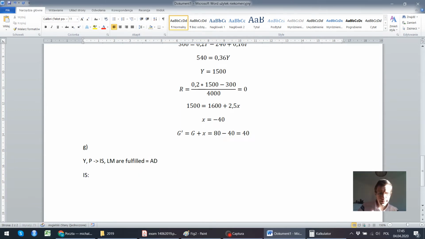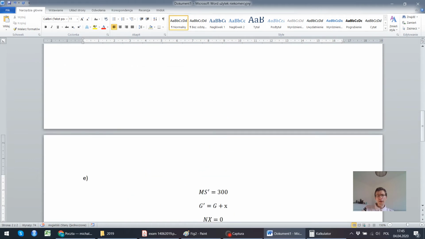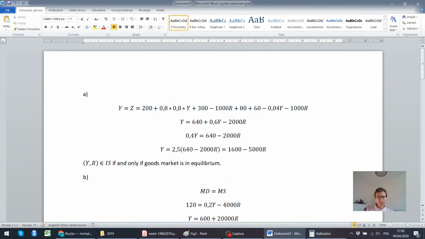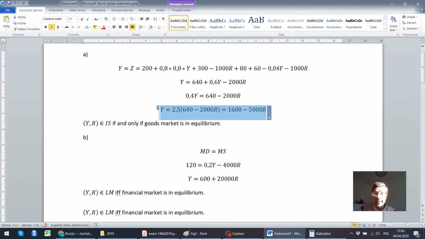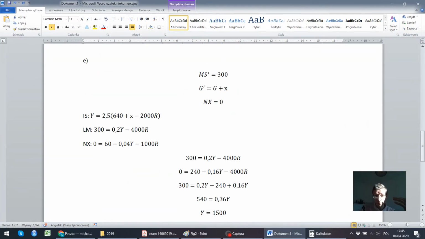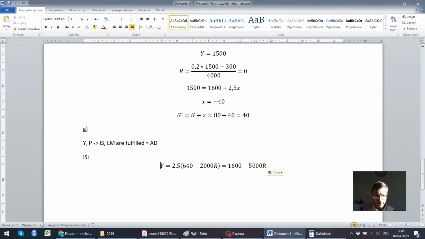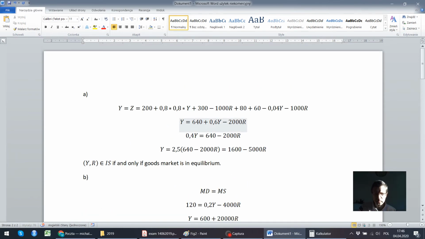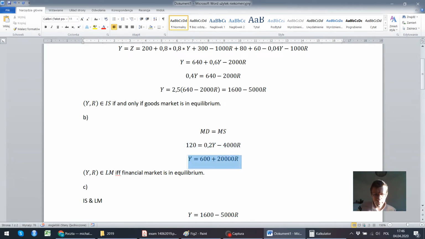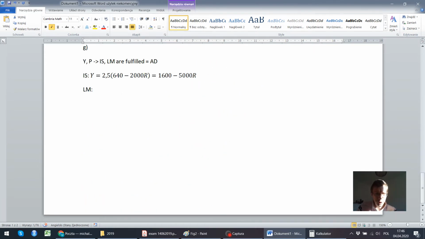So from the IS, we know that output is equal to this in the initial state of the economy. So we forget about the fiscal and monetary policy we experienced previously. Okay, so we have the IS curve. What about the LM curve? We just copy paste what we had before. The LM curve was something like this. Now the question is, is it enough?